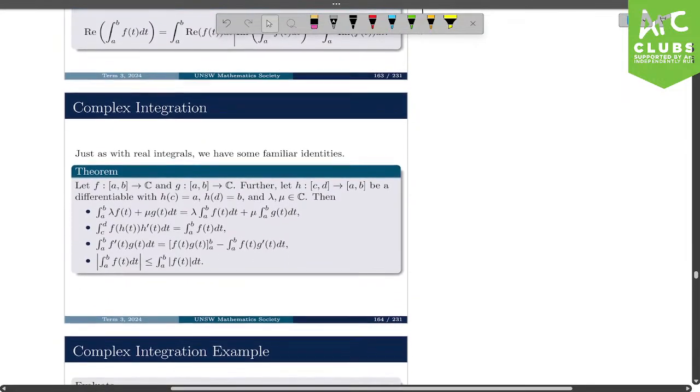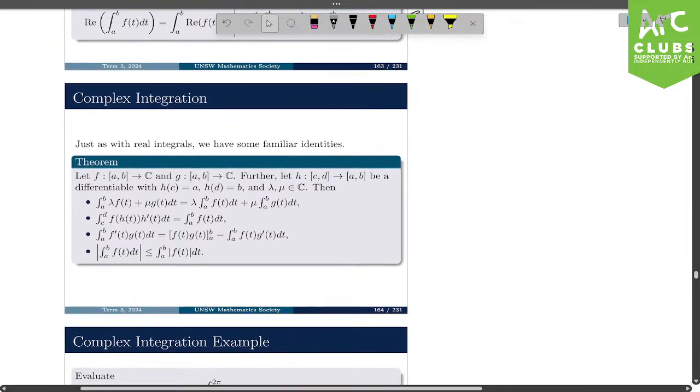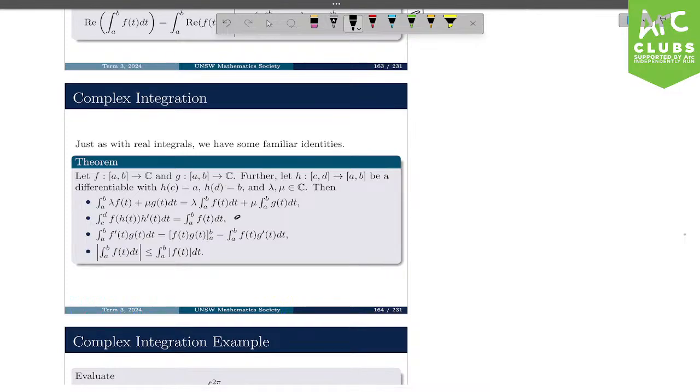Alright, moving forwards from that, a couple of theorems. We've got linearity, we've got reparameterization, we've got integration by parts, and we've got a magnitude theorem. Okay, so fundamentally, this is just saying that in the worst case, there are parts that will work against each other. Okay, and therefore, in the best case, they will all work together.